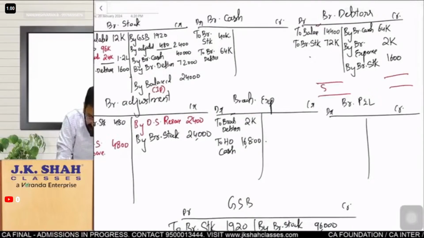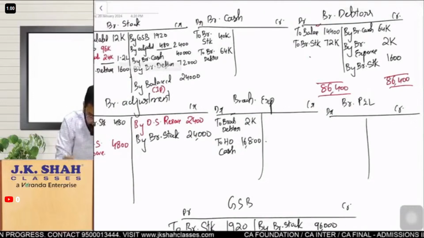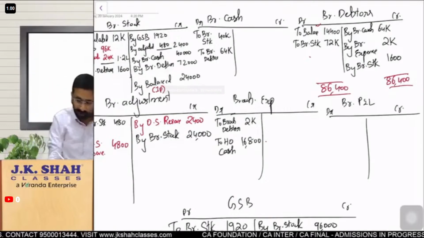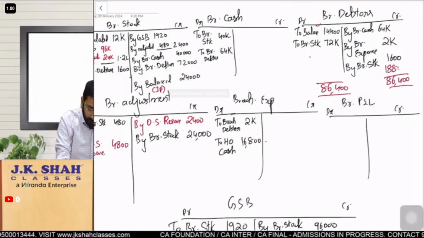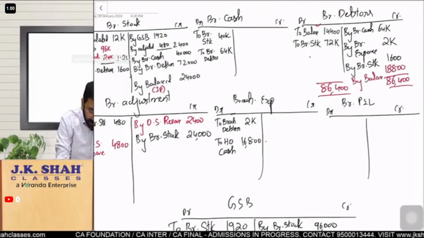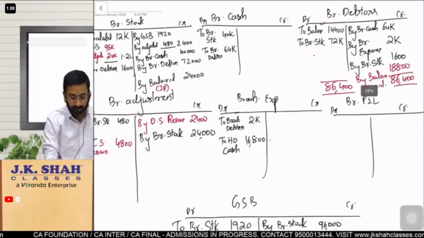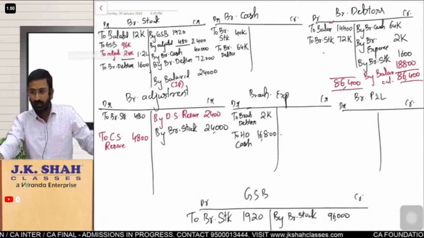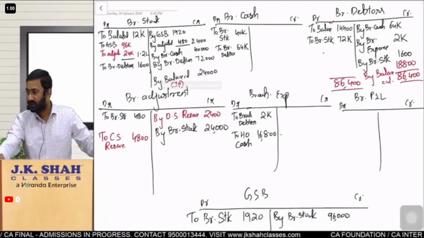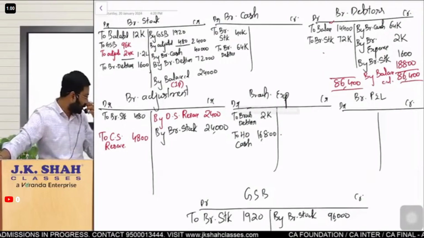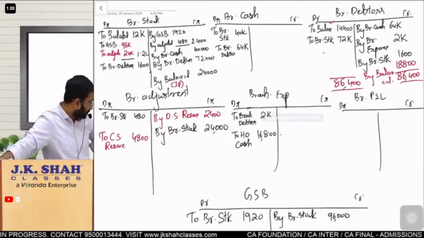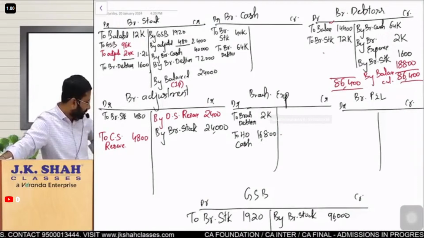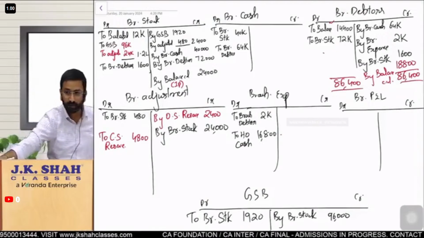70 to 86,400 total. 64, 66, 7. 18,800. You do debtors by balance carried down. By balance carried down 18,800. All of you confirm this figure. Closing debtors 18,800. Online students. Yes. Okay. Next which account?